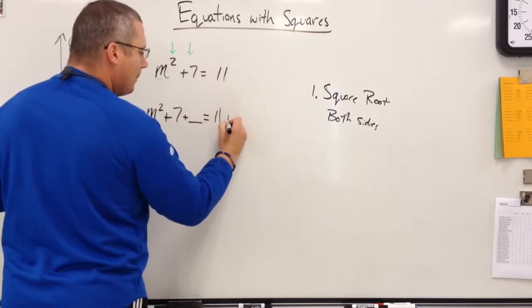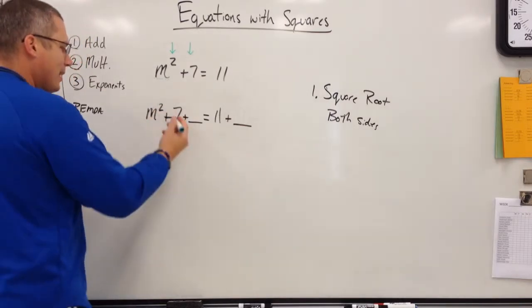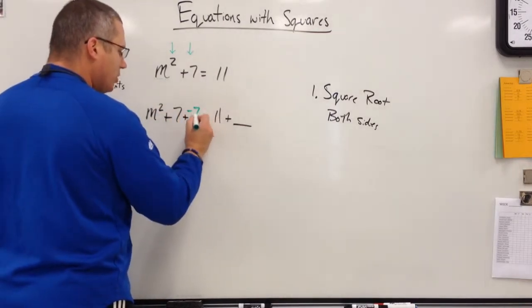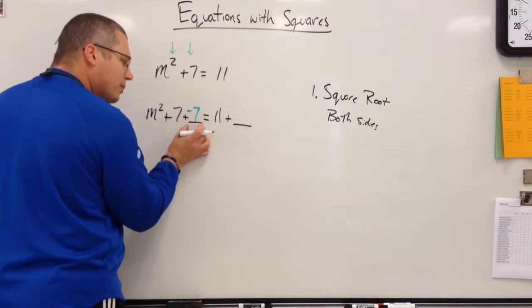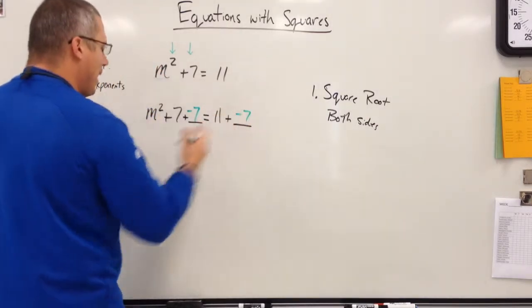11 is on this side plus a number. Okay, what number am I adding to get rid of an added 7? I'm going to add its opposite, which is negative 7. If I do it to one side, I need to do it to the other. Why? So that my seesaw stays balanced.